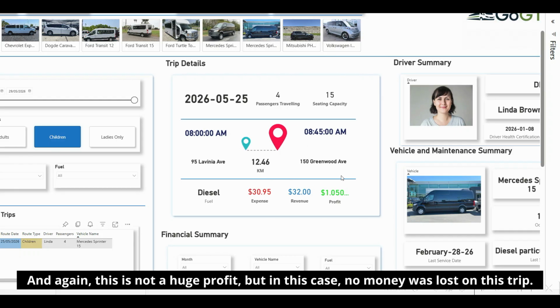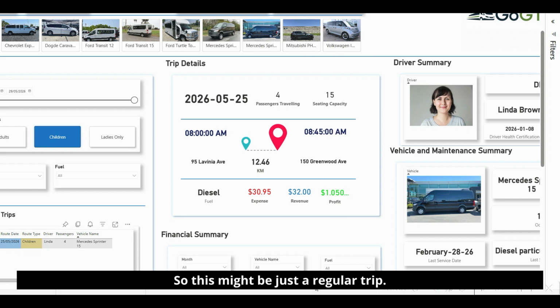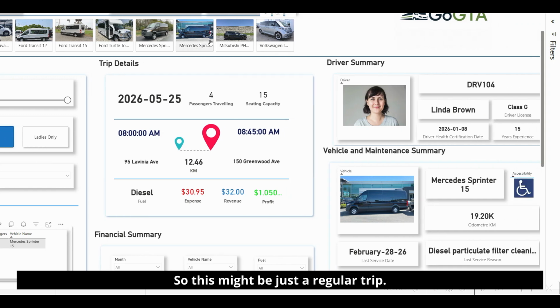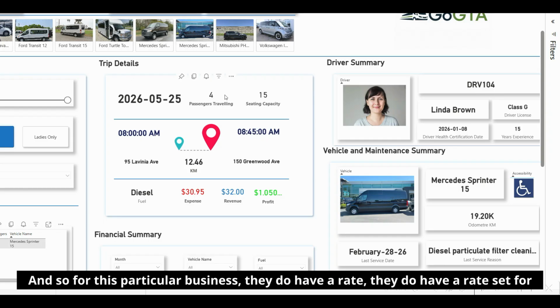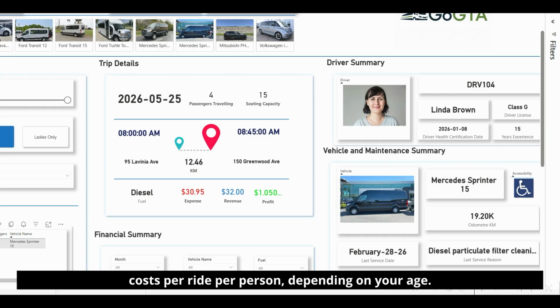And again, this is not a huge profit, but in this case, no money was lost on this trip, so this might be just a regular trip. It is 4 passengers. For this particular business, they do have a rate set for cost per ride per person, depending on your age. If it is a ladies only trip, there's a different fee. So depending on your pricing structure, you can try to track things like this.